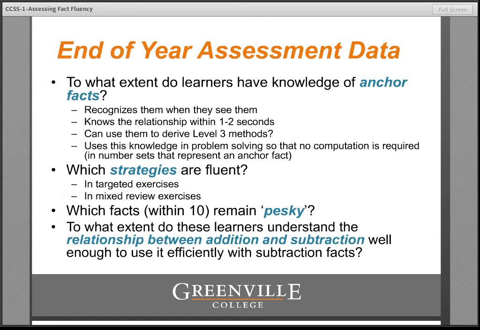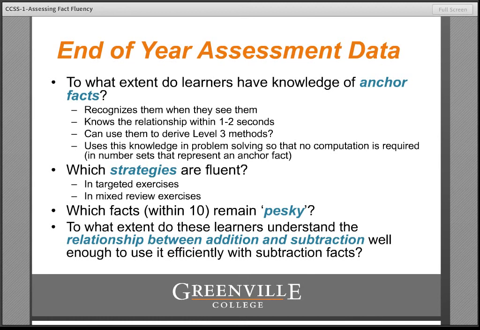Okay, for end-of-year assessment data, these are the things that we need to get a grip on before they go on to second grade, and this information should be sent on to second grade. The anchor facts need to be absolutely solid. They are the foundation for level 3 strategies, which will continue to be developed in second grade, and so the second grade teachers really need to know that those are solid, and if there's a student who doesn't have them solid, they'll need to know that as well.